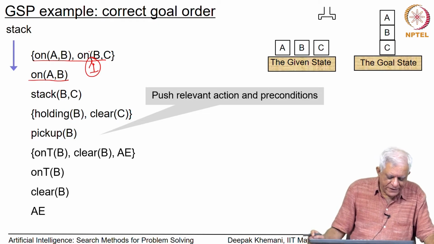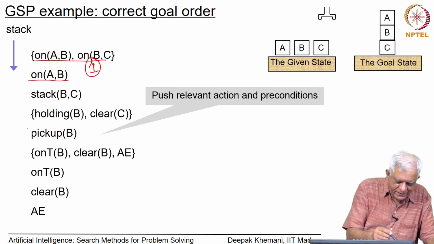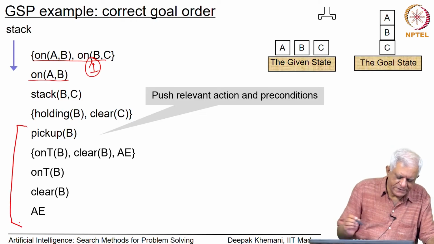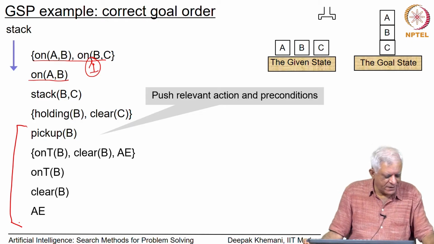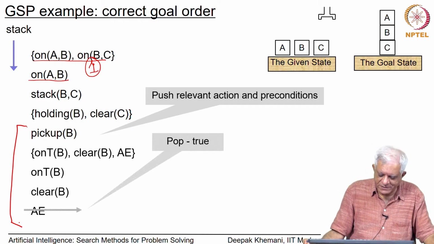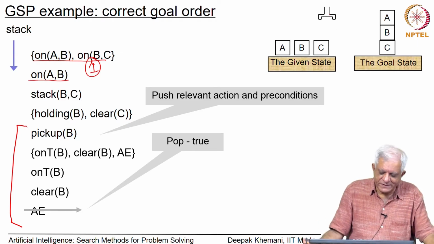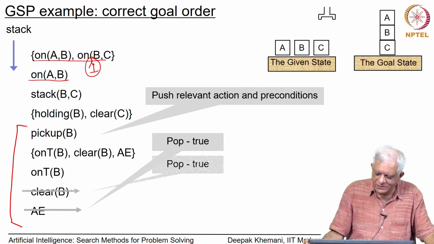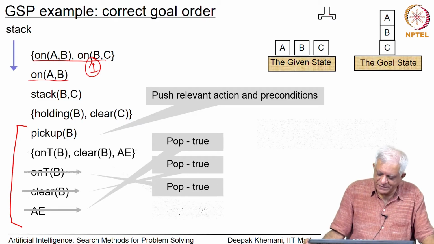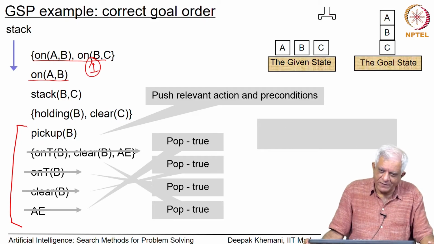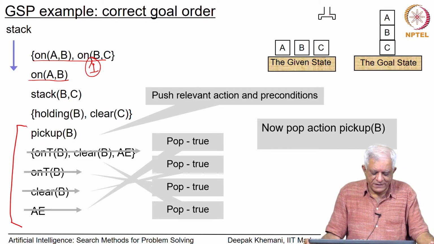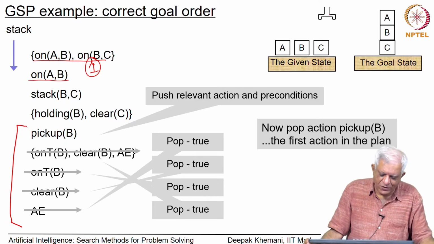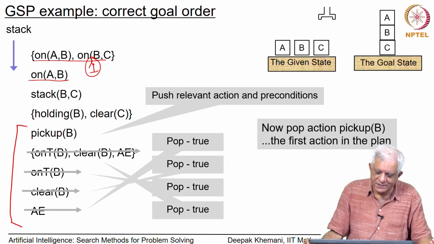So, having pushed an action and its preconditions onto the stack, we start popping. First we pop the top of the stack, arm empty, it is true in the given state, which is still the start state. Then we pop clear B, which is also true in the given state. Then we pop on table B, which is also true, and then we pop the compound goal, that is also true. So, all the three preconditions for the action are true.